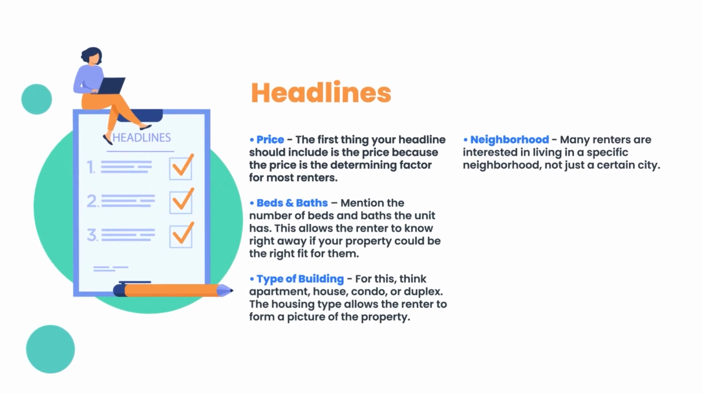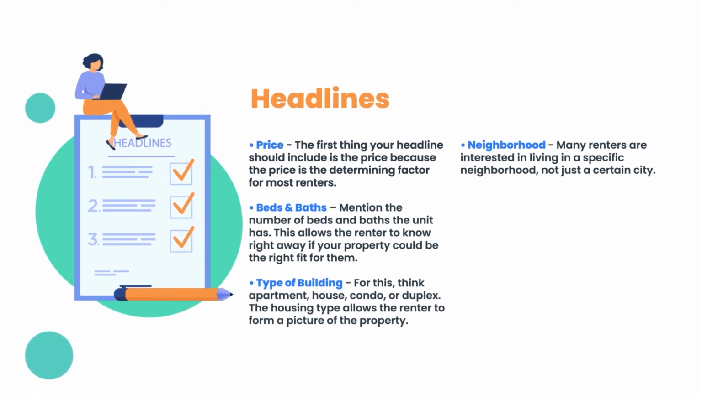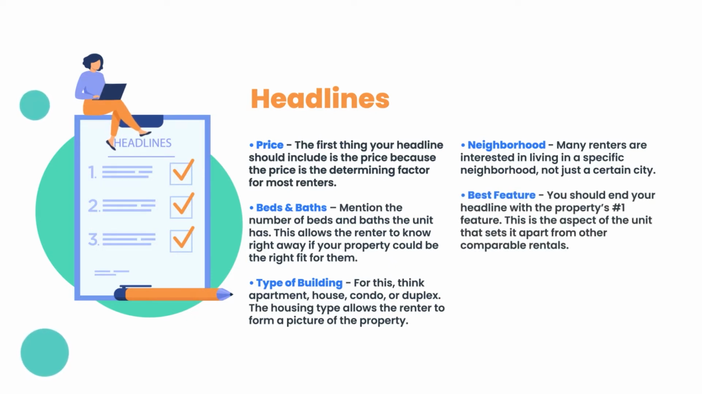Neighborhood. Many renters are interested in living in a specific neighborhood, not just a certain city. Including the neighborhood capitalizes on the benefits of your property's location. Best feature. You should end your headline with the property's number 1 feature. This is the aspect of the unit that sets it apart from other comparable rentals. Once you determine what makes your property special, be sure to highlight it throughout the listing.